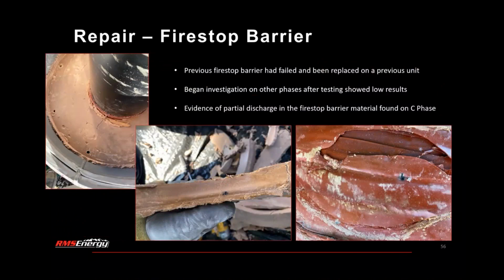We did find some phases with very low test results on Megger testing, and that had really high leakage current or weren't able to pass high pot test. So we decided it was worthwhile to investigate further. So we cut open the bus duct, investigated the fire stop and the material, and found evidence of more partial discharge activity in this, which is actually C phase of the same unit. So this is likely what B phase looked like before it turned into a full arcing fault.